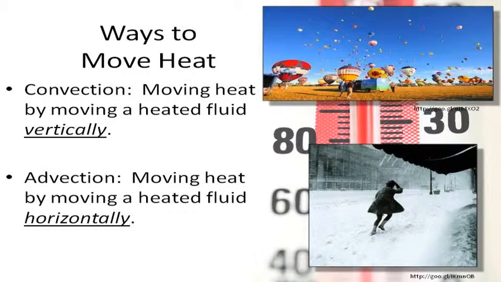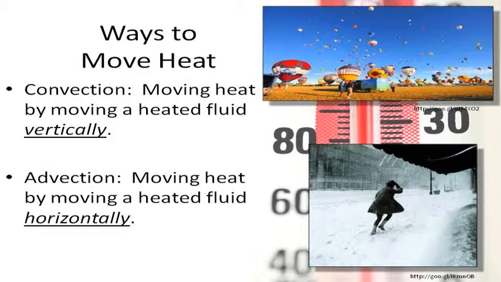Convection. Convection is another way to move heat. Strictly speaking, it's moving heat by moving a fluid vertically. So if a warm volume of air near the surface decides to rise, that's convection. Or if a cool blob of air, I'm going to resist using the words air parcel. Meteorologists like to describe these blobs of air as air parcels. If a cool blob of air were to sink, that is convection. We're moving heat by moving a fluid vertically.